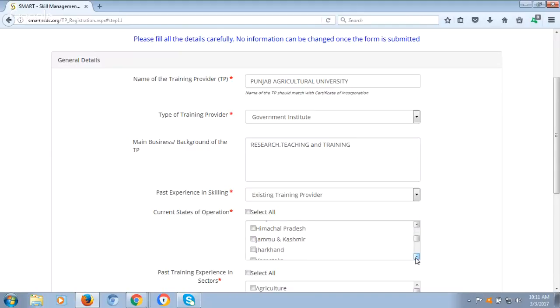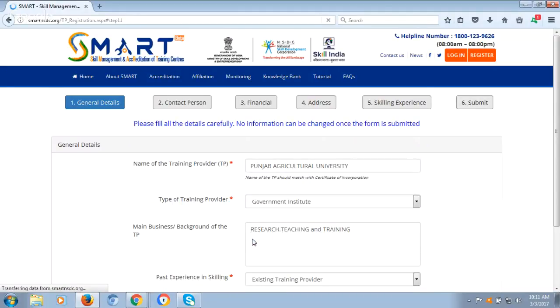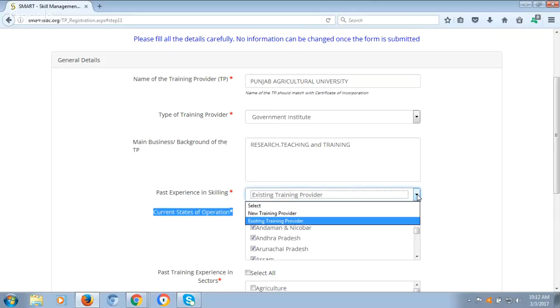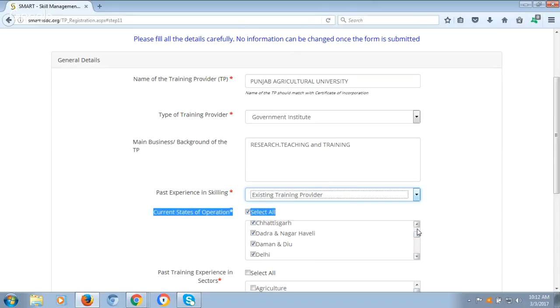For example, from these options, ours is Punjab. I will click Punjab. So you have selected Punjab. You can select more than one. You can select pan India, a particular state, or your own state. It all depends on you. Before submitting, you can make changes as well.